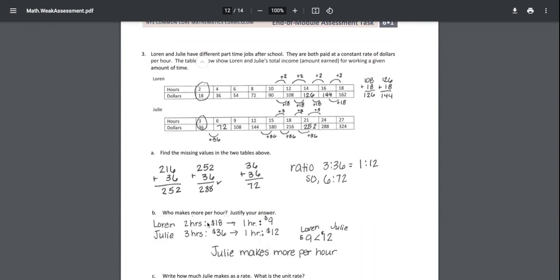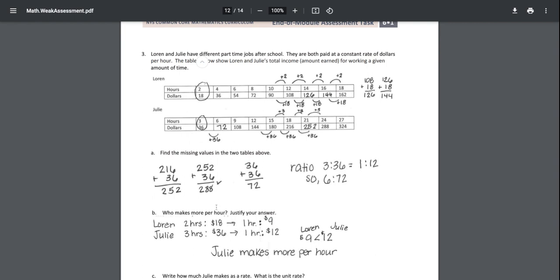Letter B, who makes more per hour? Now, I didn't show as much work when I wrote this out. To find out who's making more per hour, we need to set up our ratio of dollars per hour. So I would set it up as 18 divided by 2 and 36 divided by 3. When I do 18 divided by 2, I find my rate of $9 per 1 hour. Julie is making $12 per 1 hour. So who makes more? Julie.